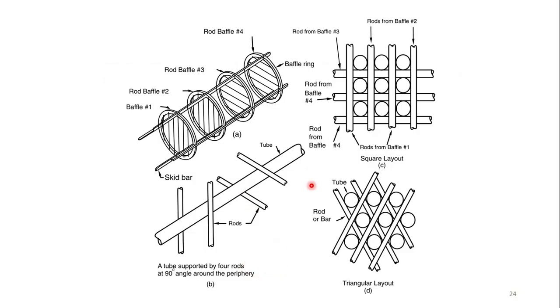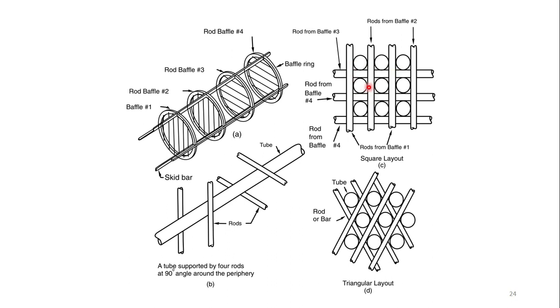So this is the rod baffle. This is the configuration of the rod baffle, and for the simple tubes there are different kinds of rods arranged at different angles. So the tubes could be arranged in different layouts. The rod baffles could be arranged in the square pitch, or the square layout, as well as in the triangular layout. So as you can see, these are the rods which are basically used to hold the tubes inside the shell.